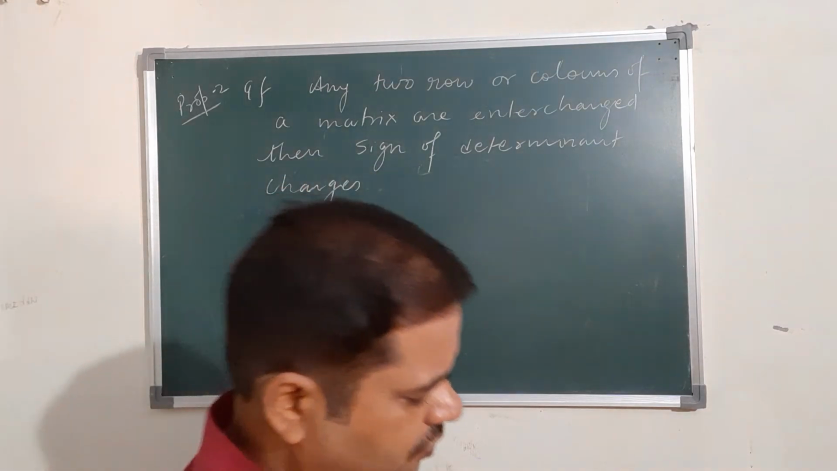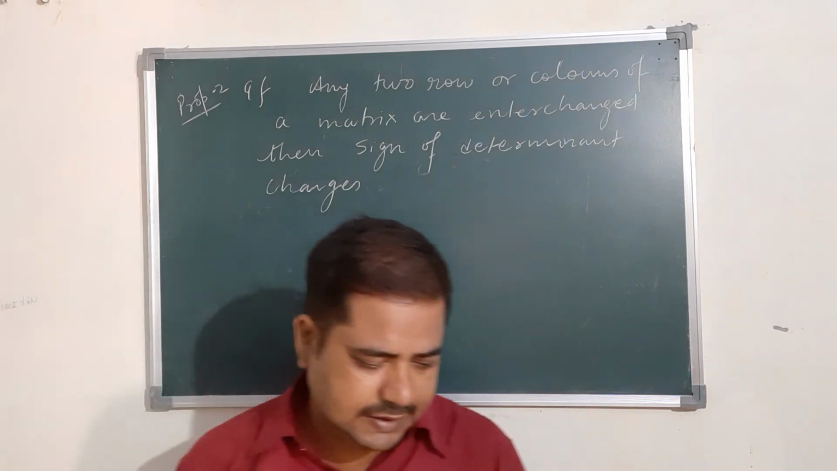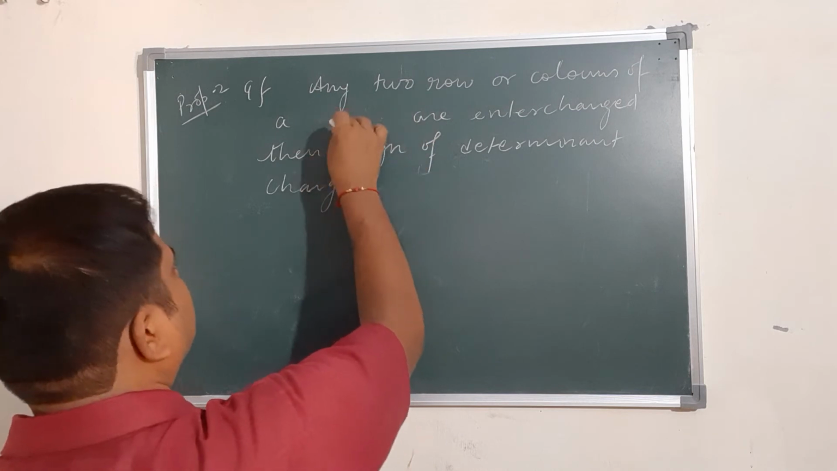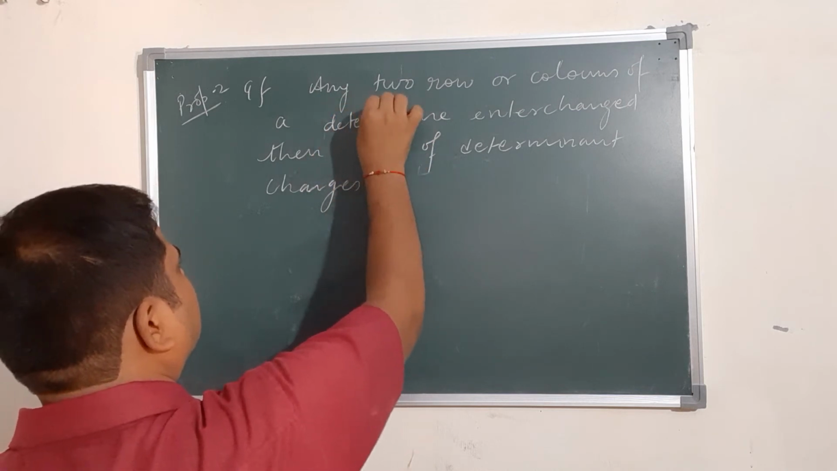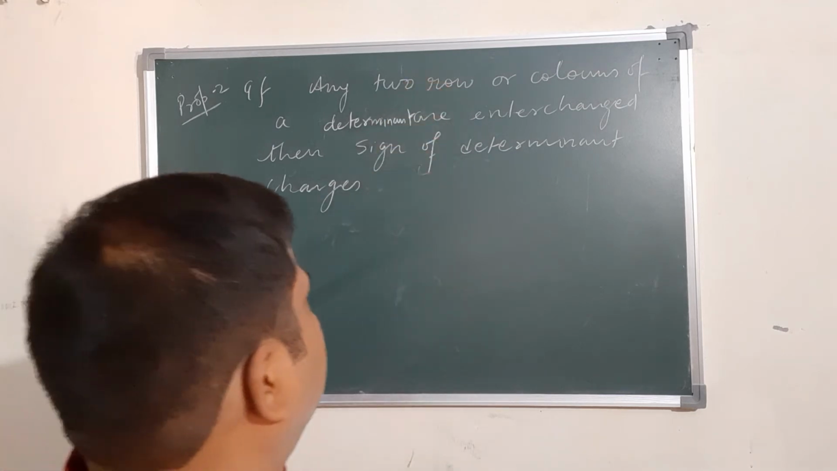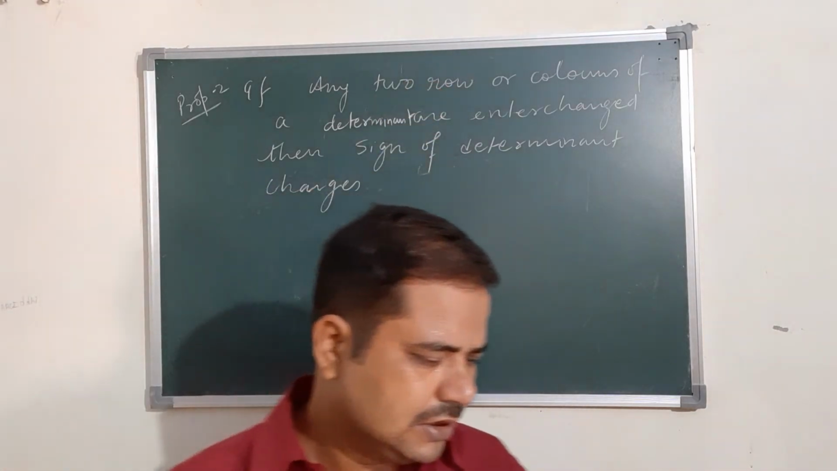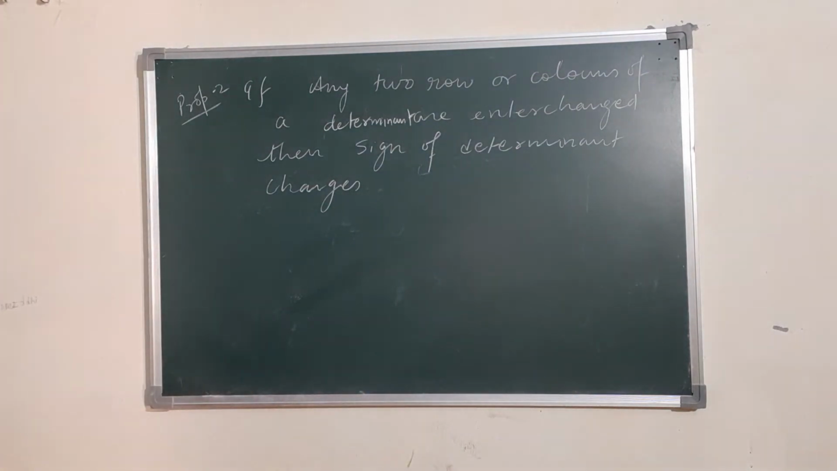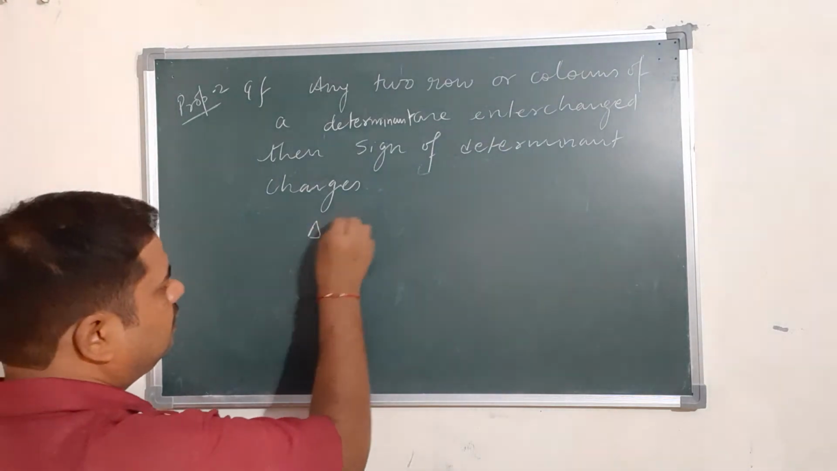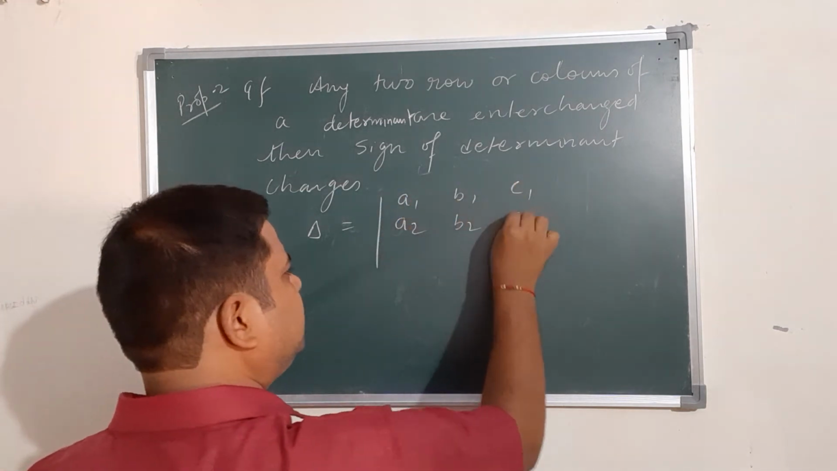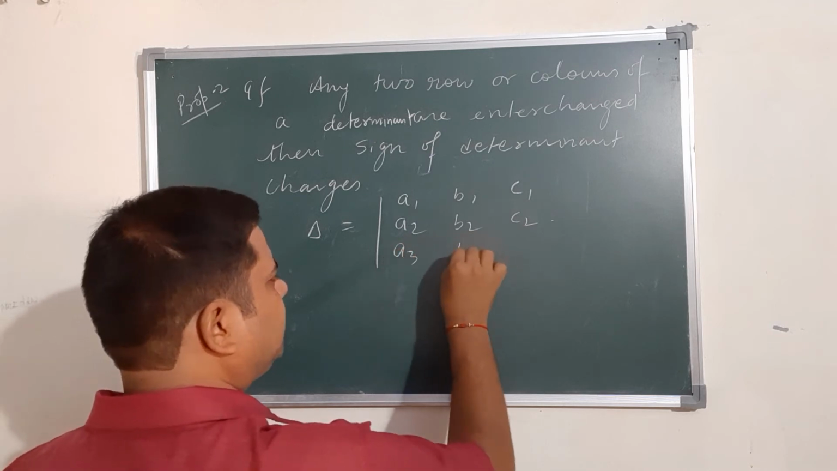If any two rows or columns of a matrix determinant are interchanged, then the sign of the determinant is changed. So suppose delta is equal to A1 B1 C1, A2 B2 C2, A3 B3 C3.